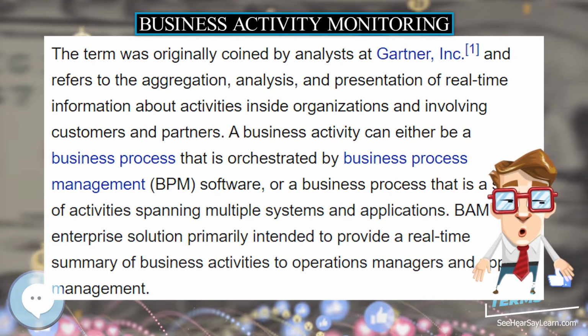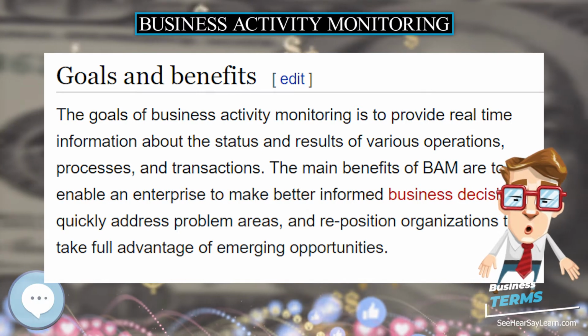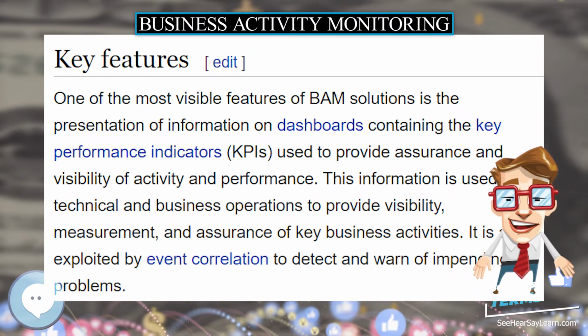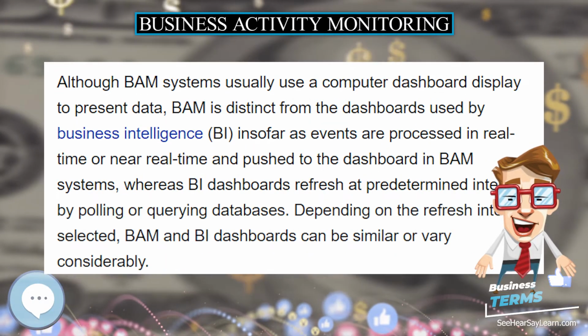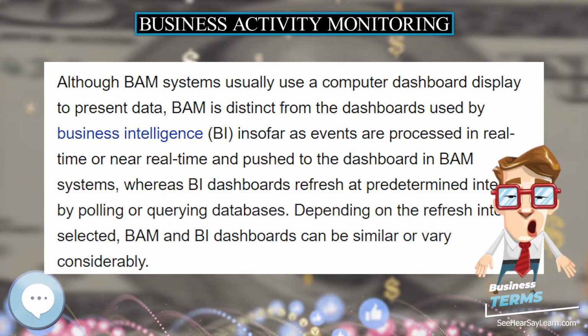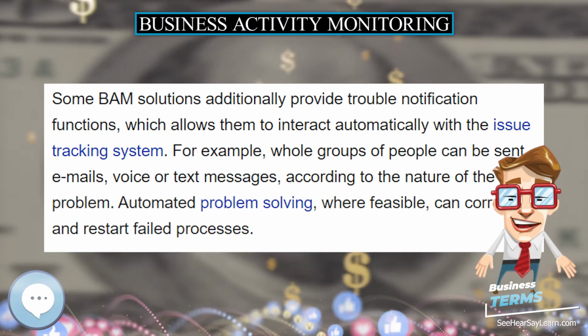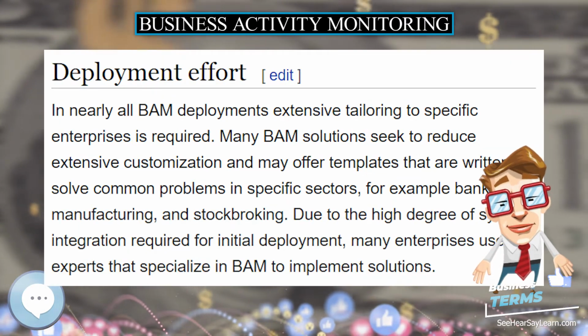Some BAM solutions additionally provide trouble notification functions, which allows them to interact automatically with the issue tracking system. For example, whole groups of people can be sent emails, voice or text messages, according to the nature of the problem. Automated problem solving, where feasible, can correct and restart failed processes.